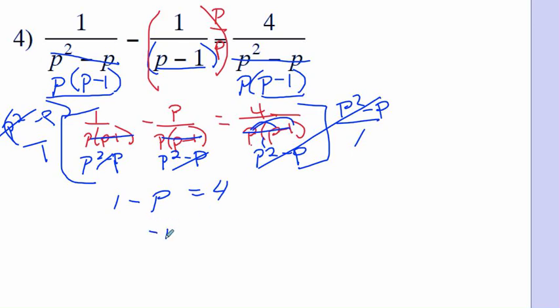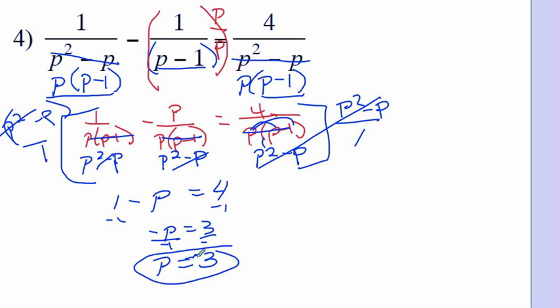So I get negative p equals 4 minus 1, which is 3. So p equals 3. And now I have to check for extraneous solutions. Okay, that was wrong, I have to divide by a negative 1, sorry, so that's really negative 3. So p equals negative 3.